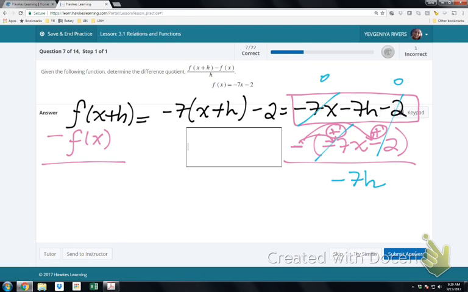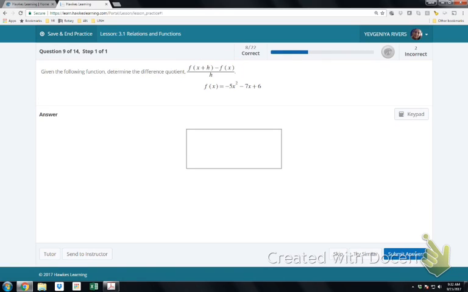The last thing that we do in our difference quotient is we divide by h. So dividing this by h, I get negative 7. So this is my final answer when asked to determine the difference quotient. Notice that they give you the formula for the difference quotient to begin with. Okay, we'll do one more with the difference quotient.